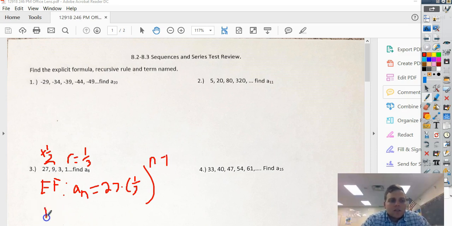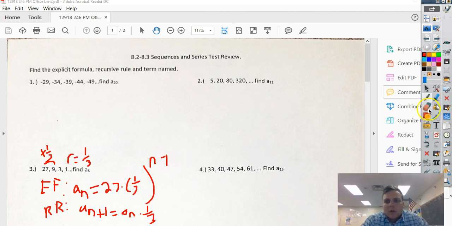My recursive rule is also pretty simple. It's just a sub n plus 1 is equal to a sub n times r, and r in this case is 1/3. So a sub n times 1/3. There. Done with those two.